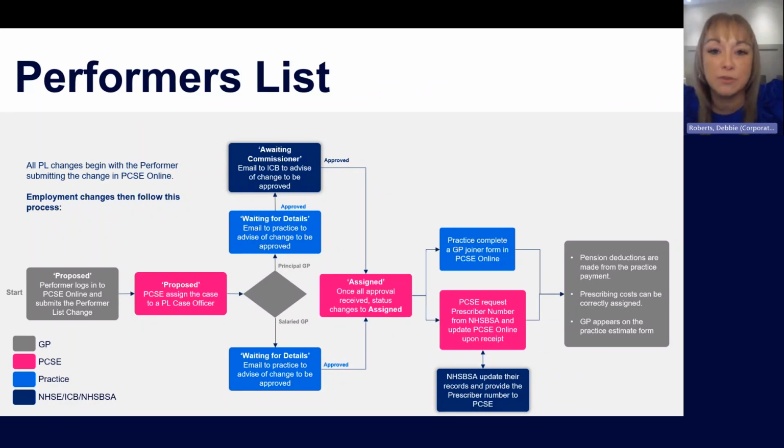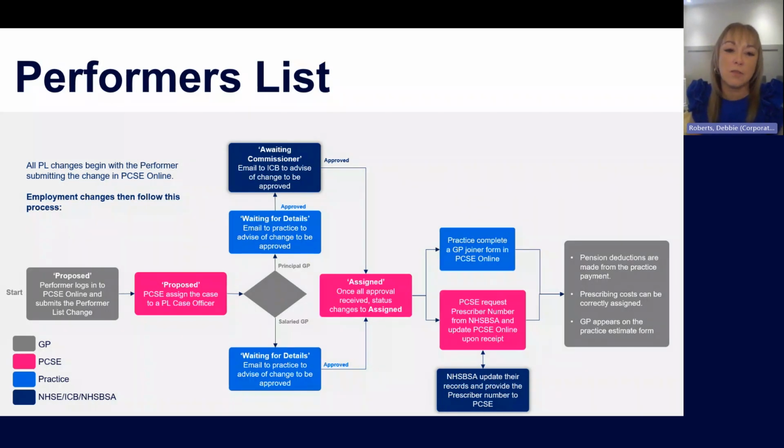And what PCSE will do is, we call it triaging. So basically, we'll have a look at the case and make sure that you guys at the practice have got the role set up and things, and we've got the correct email addresses so we can ping the approval request over to you. Now, how the system works within PCSE is when we accept that case, the system automatically generates an email to you at the practice. And then that's when we need you guys to log into PCSE Online and approve or reject the change.